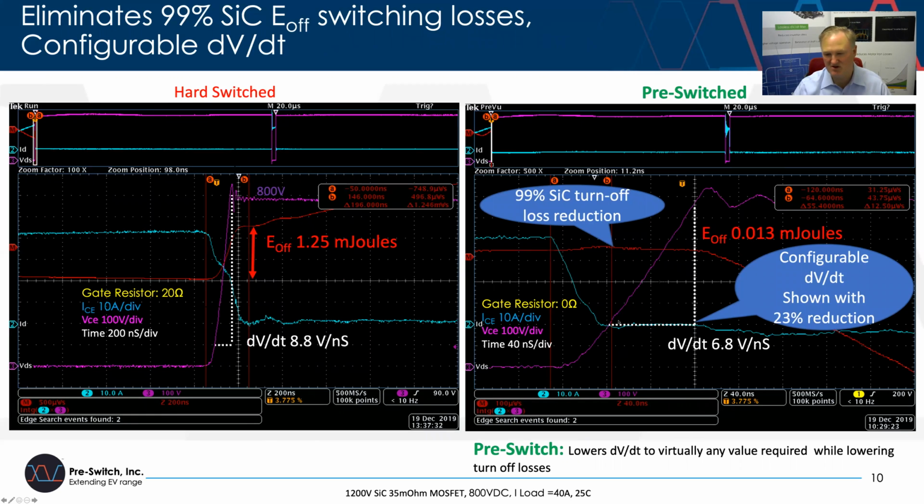Now, the other thing you'll notice here is a big difference in the dV/dt. We're not trying to slide anyone, but there is a challenge here that this time scale is different from the left time scale, which makes this look more dramatic. But the key point is that we reduce the dV/dt within the architecture because we're always putting capacitors across the transistors. We can adjust those capacitors, and therefore the dV/dt, to any value you need when the customer specifies their system. So again, PreSwitch eliminates 99% of the turn-off losses, and it has a configurable dV/dt.